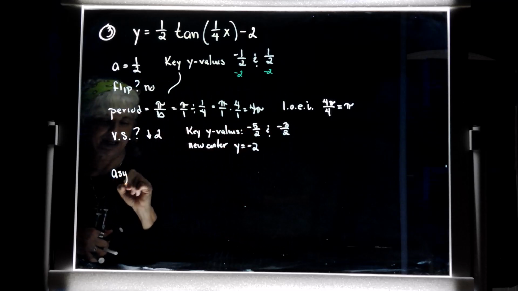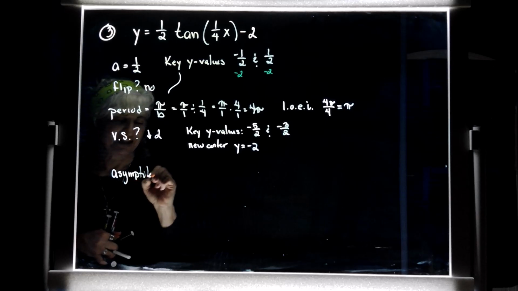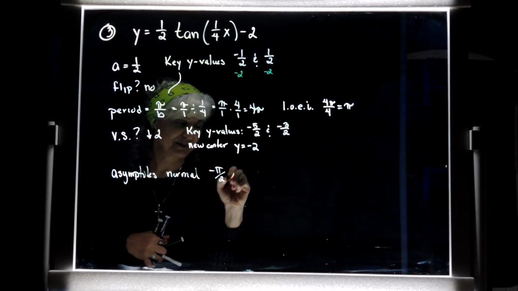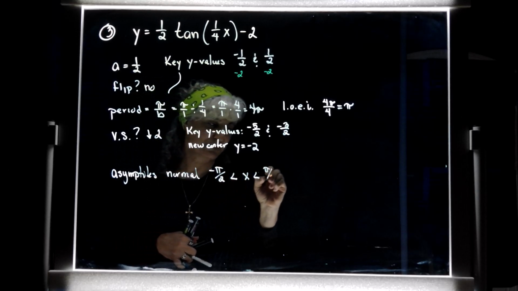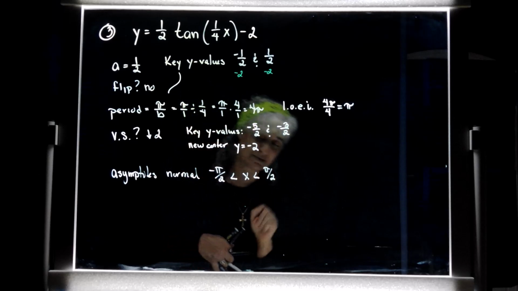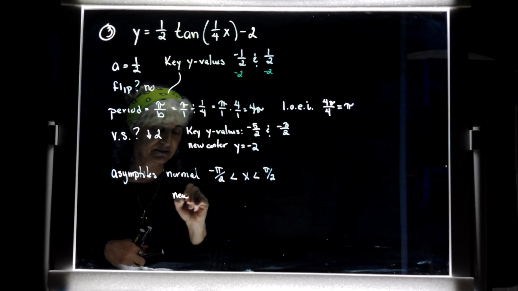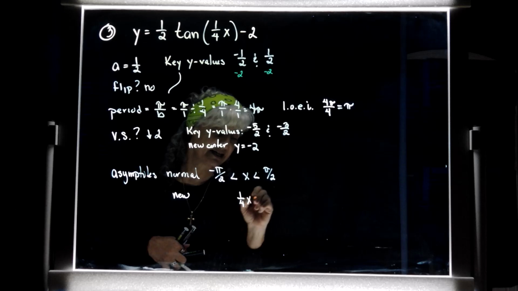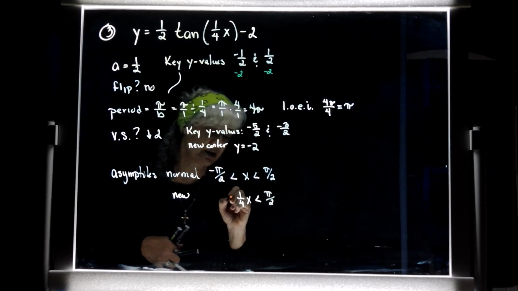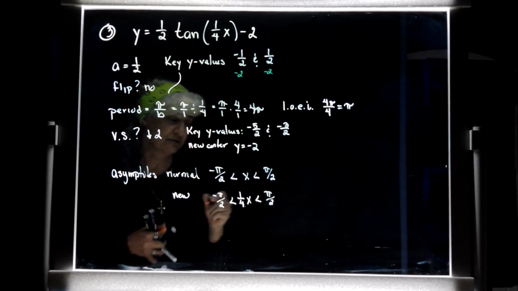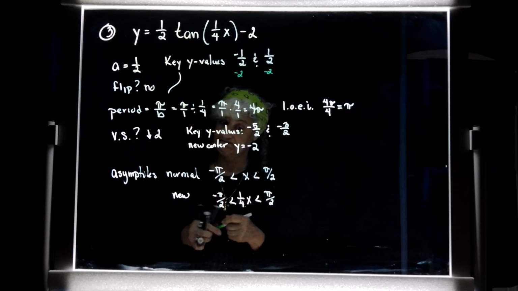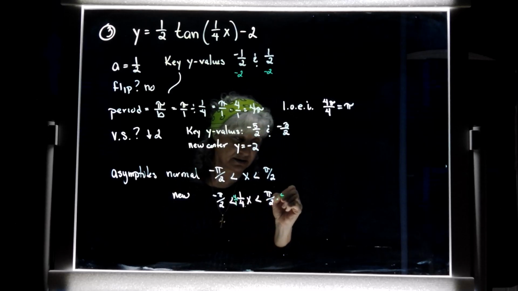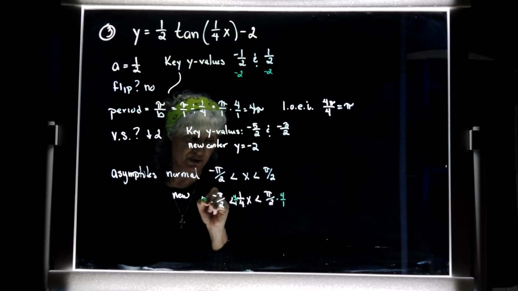All right, so let's see what happened to the asymptotes. The normal ones go from negative pi over 2 to positive pi over 2, right? Not including them because those are asymptotes. But the new one has a 1 over 4 multiplied to the x, which tells me I need to figure out what that's going to do to these asymptotes, to the original ones. So multiply by 4 over 1 on left and right besides the middle.